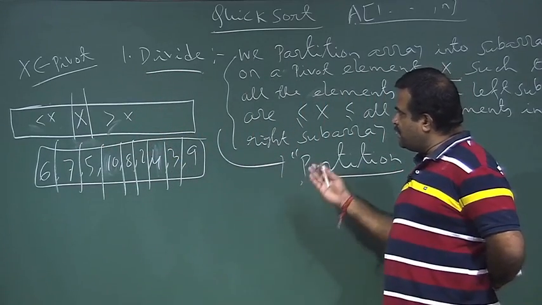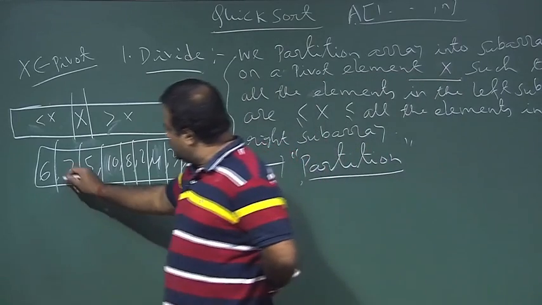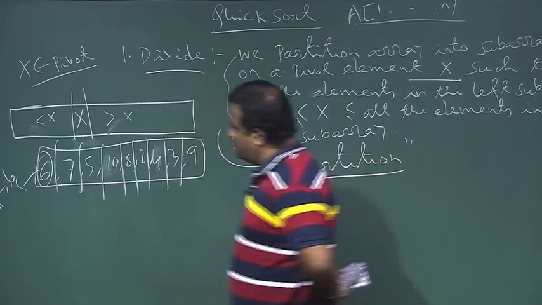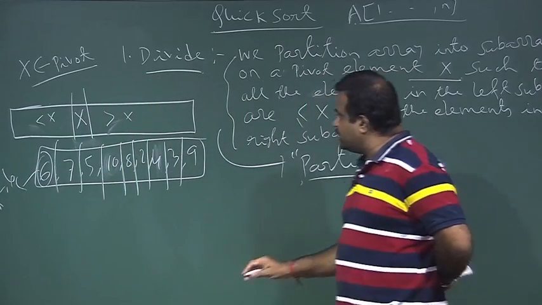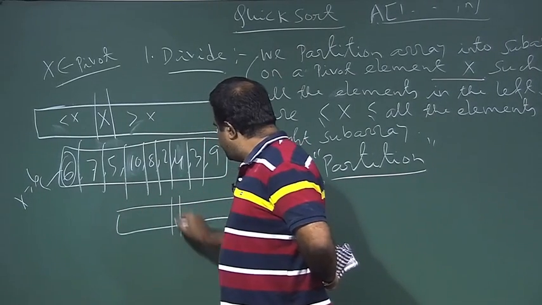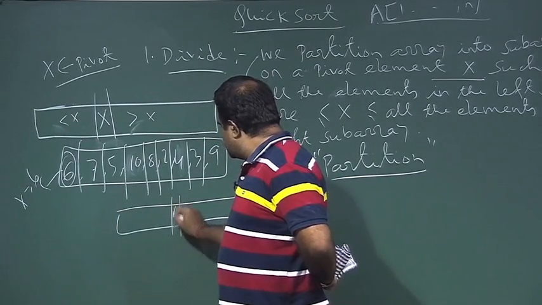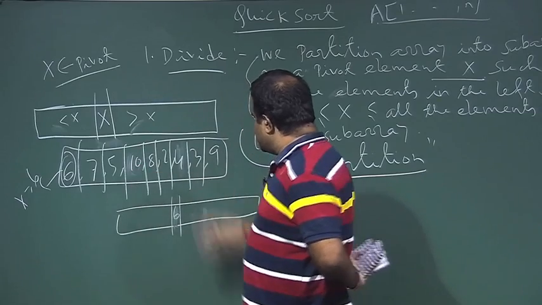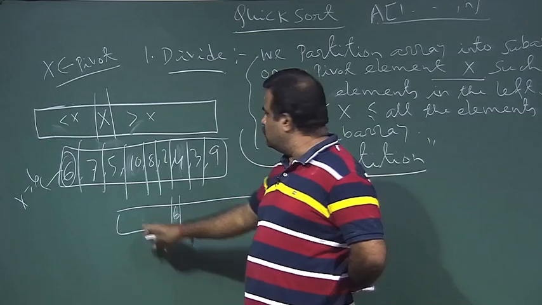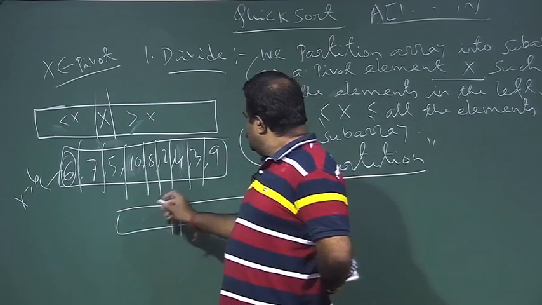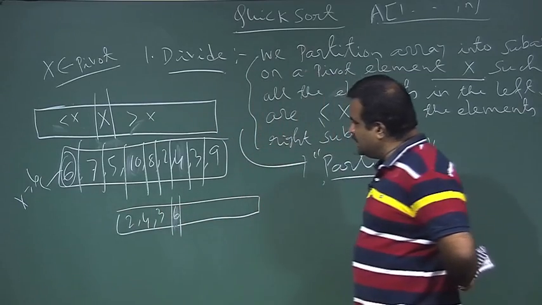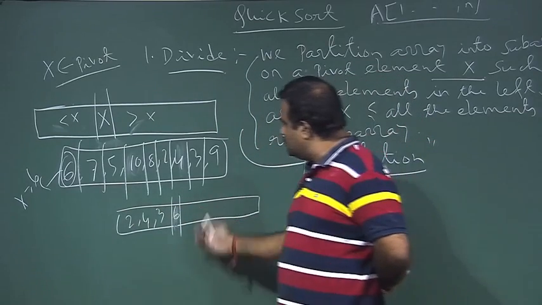Now, suppose we call the partition algorithm on this array by choosing this 6 as a pivot. So, our x is 6 as a pivot. This divide step should put the 6 somewhere here, and it should partition this array into two parts. All the elements less than 6 should be in the left sub array. So, who are less than 6? 2, 4, 3 should be in the left sub array and all the elements greater than 6 will be in the right sub array.